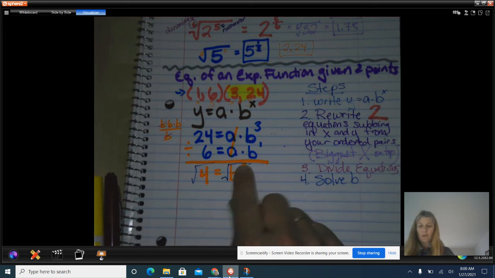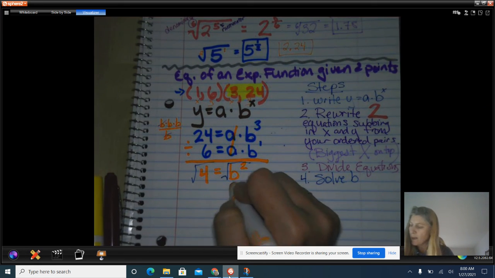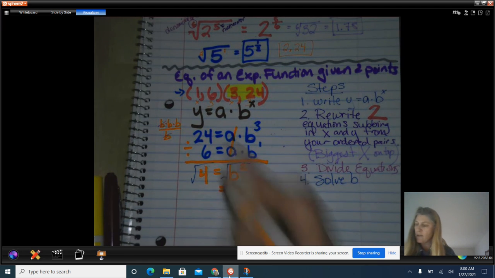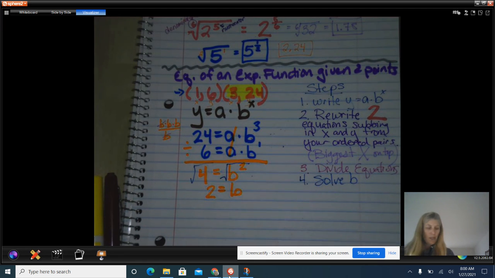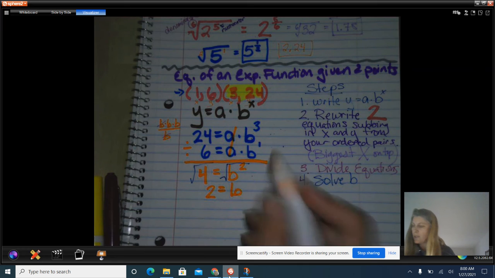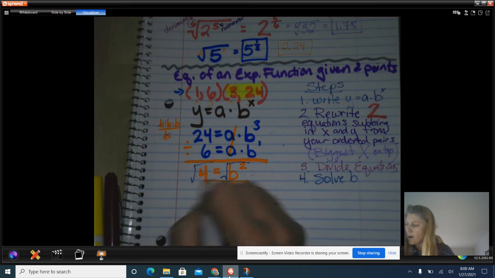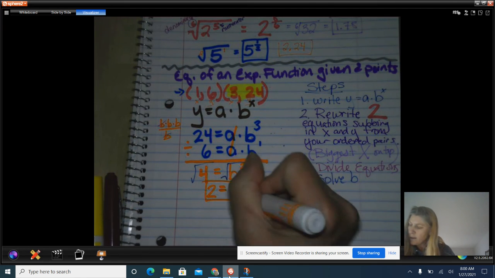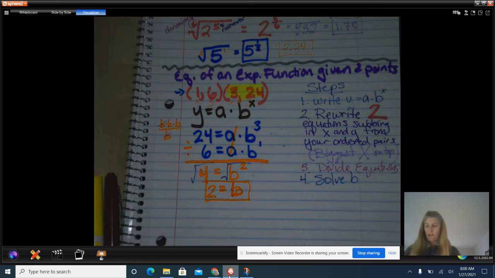The square root and the square undo each other, so what we have remaining there is b. And the square root of 4 is 2. Use your calculator if you need to. So we now know that our multiplier here, or our b, is 2. So all we have to do now to finish up is step number 5.